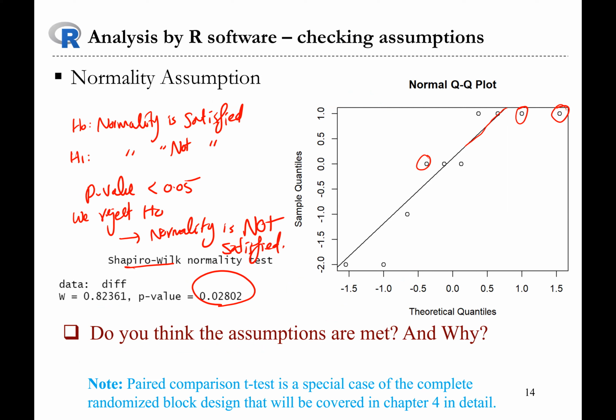If we tried all possible ways and we couldn't fix the normality, you have to go to the non-parametric tests. But keep in mind, a non-parametric test has less power compared to the parametric test. So you should fix the normality problem first. Make your data follow a normal distribution. So again, do you think the assumptions are met? The assumption of normality is not met because the Shapiro test said normality is not satisfied. The paired comparison t-test is a special case of the complete randomized block design, which will be covered in chapter 4 in detail.